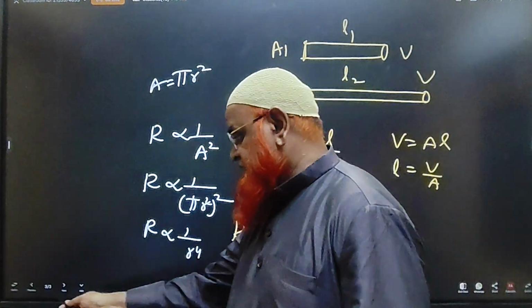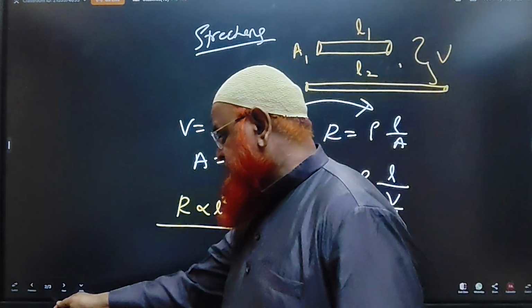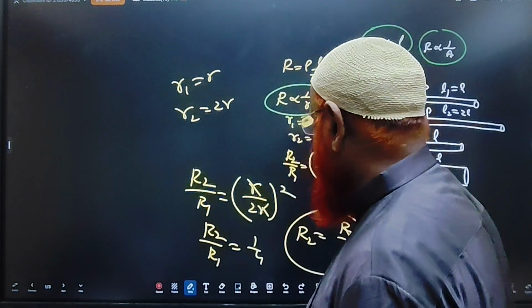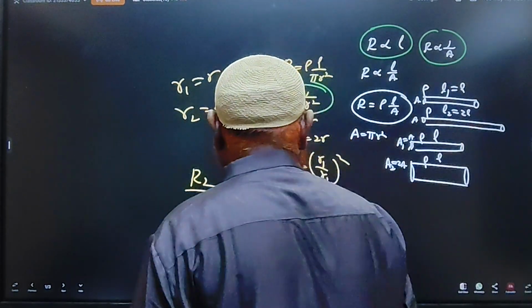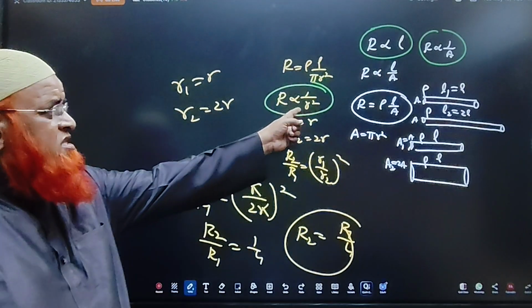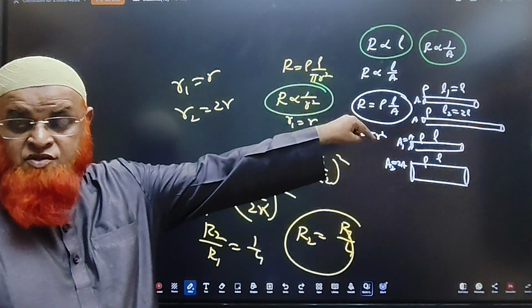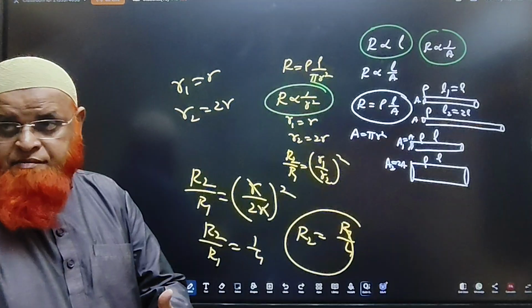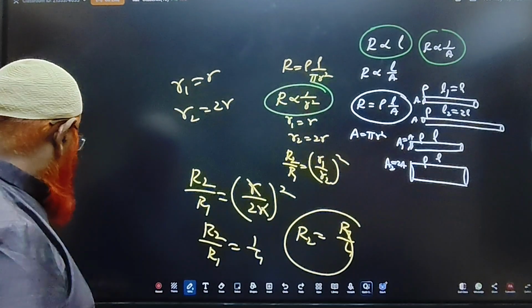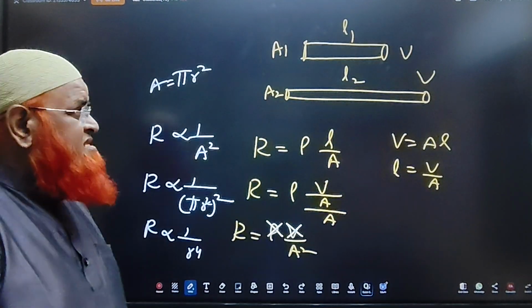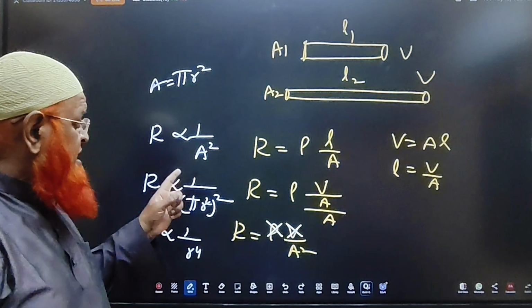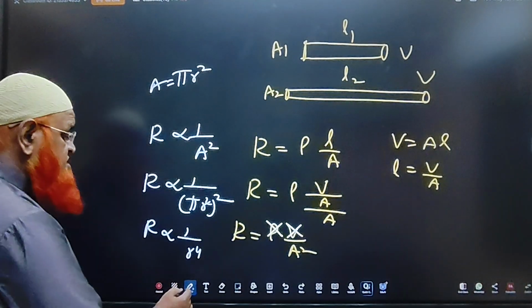In the previous case, what is going to happen? Without stretching cases, R is inversely proportional to r square. Just extra length added, extra area added. Inversely proportional to r square. But this is a special case. In stretching cases, R is inversely proportional to r power 4. So what are the new relations we got now?